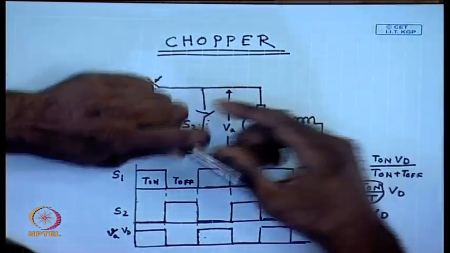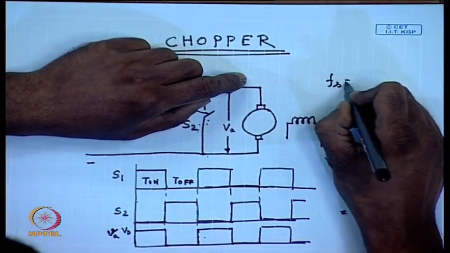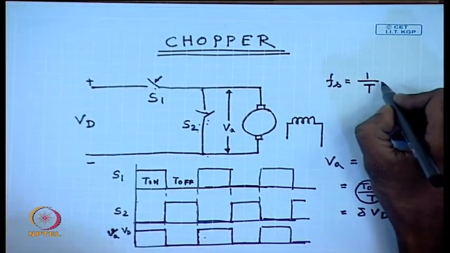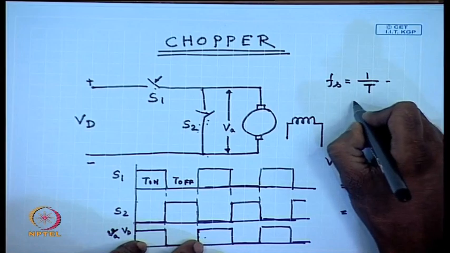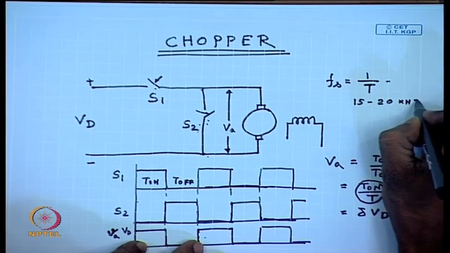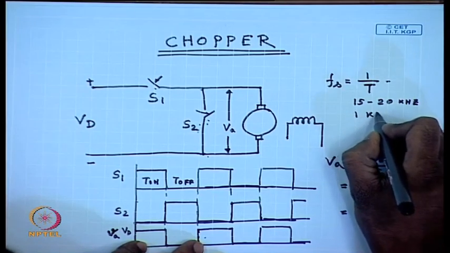Now, the speed of a DC machine will mostly depend on the average voltage, because this chopping is done at very high switching frequency. The switching frequency F s equal to 1 by T is usually kept constant, and this can be in the range of 15 to 20 kilohertz for smaller machines. Even for larger machines it will be greater than 1 kilohertz.